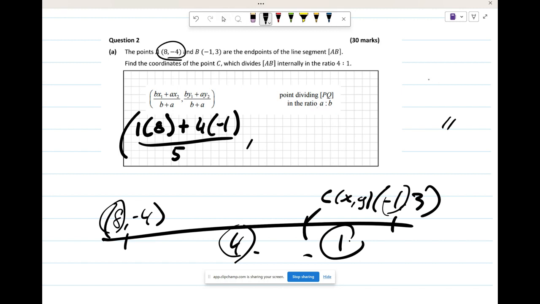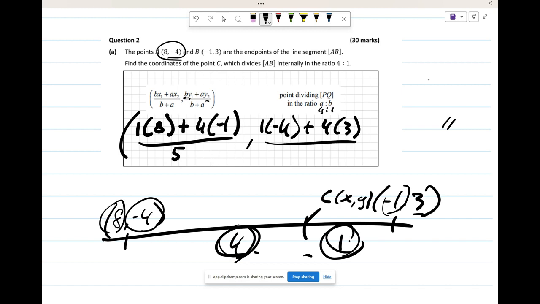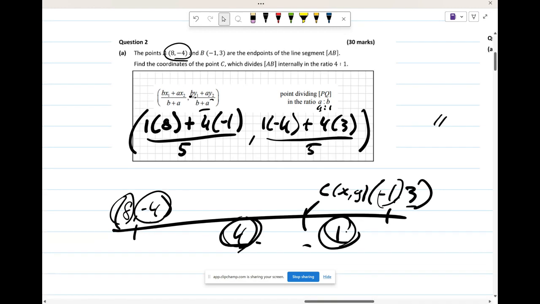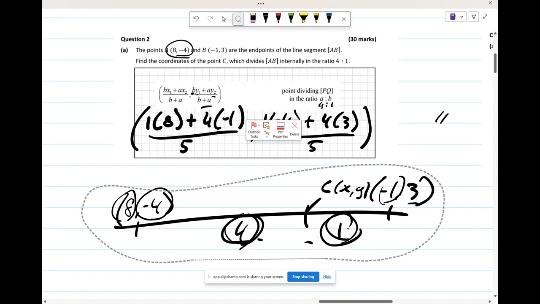So we're going to do b times y1. So I got rid of it there. So b was 1 here. So b times y1 is -4. So 1 times -4. And then we're going to add a, which is 4, times y2, which here is going to be 3. So 4 times 3. And all over, same thing, 4 plus 1 is 5. So we're going to put all this into our calculator, and it's just going to spit back out a point.